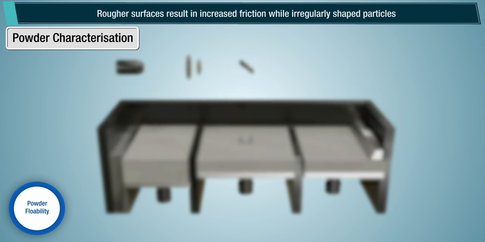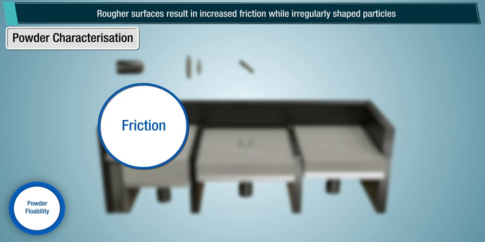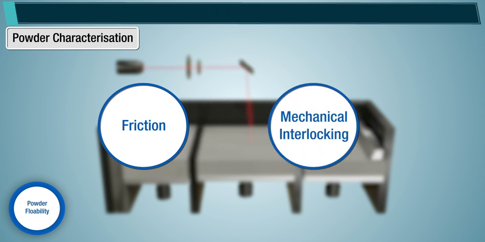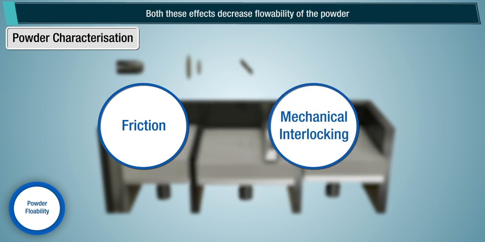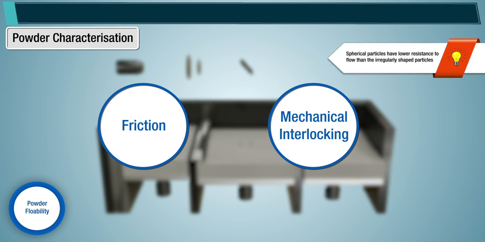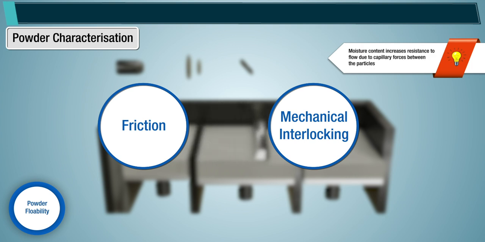Rougher surfaces result in increased friction, while irregularly shaped particles are susceptible to mechanical interlocking. Both these effects decrease flowability of the powder. Note: spherical particles have lower resistance to flow than the irregularly shaped particles. Larger particle sizes have lower resistance to flow than smaller particles. Moisture content increases resistance to flow due to capillary forces between the particles.